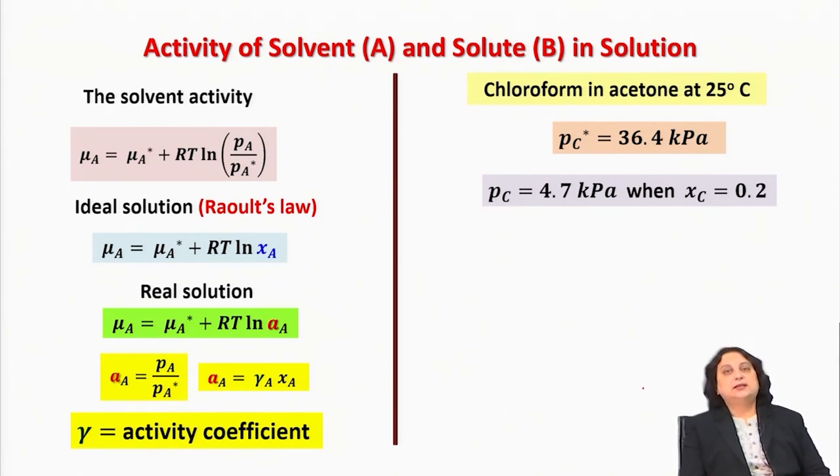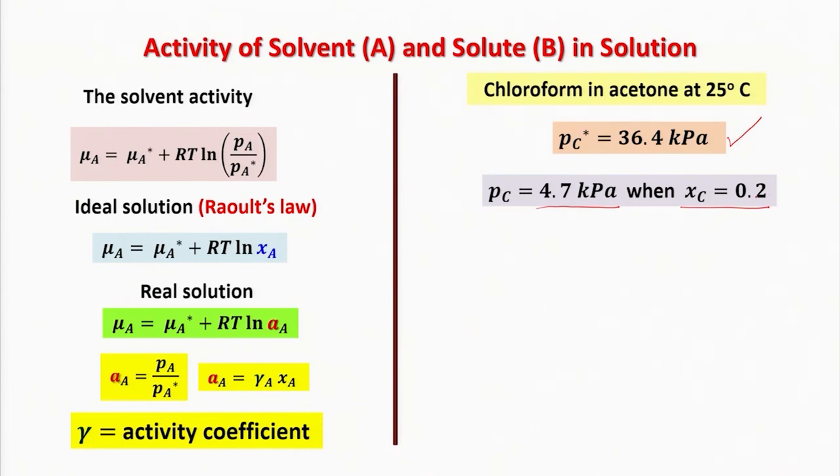So, I am considering this solution of chloroform in acetone at 25 degrees centigrade. And I also have the information that when chloroform is present in a pure state, the vapor pressure in its pure phase is 36.4 kilopascal at 25 degrees centigrade. Now, at this temperature, we have measured the partial pressure of chloroform in the vapor phase to be 4.7 kilopascal when the mole fraction of chloroform in the solution is 0.2.